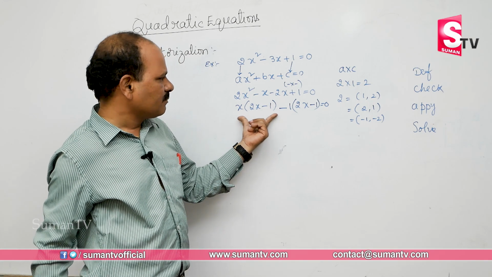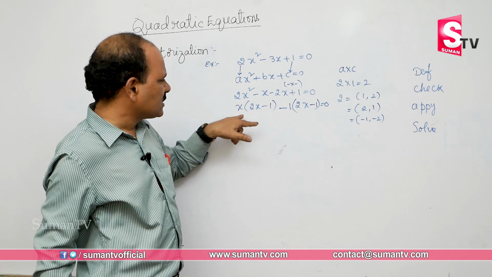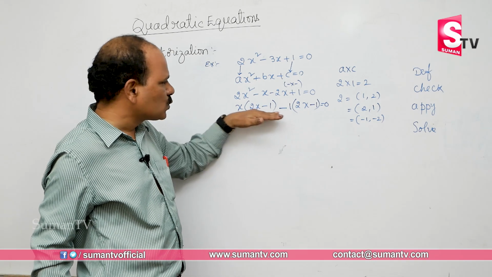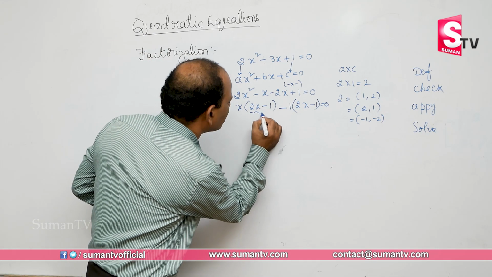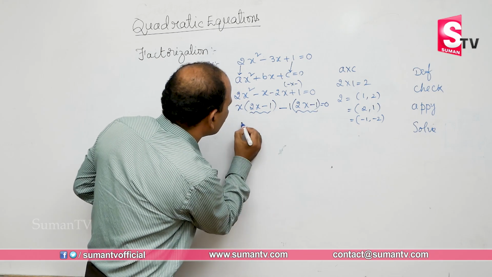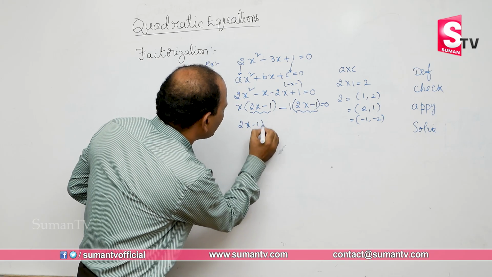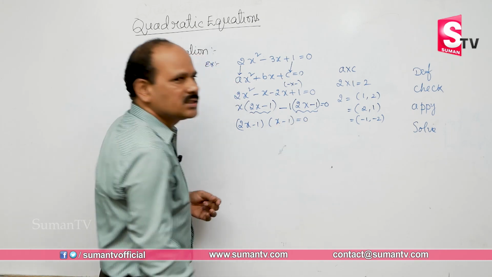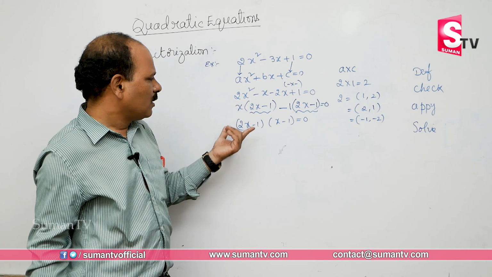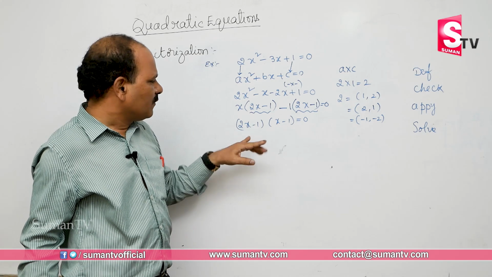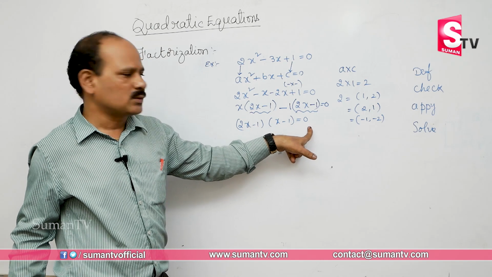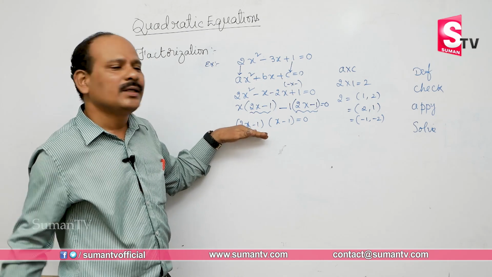Again from this term and the second term, x into 2x minus 1 and minus 1 into 2x minus 1, from these two also I can take this part common again. 2x minus 1 and x minus 1 is equal to 0. Now if any one of these two is equal to 0, then only we will get the result 0. So make every term equal to 0.